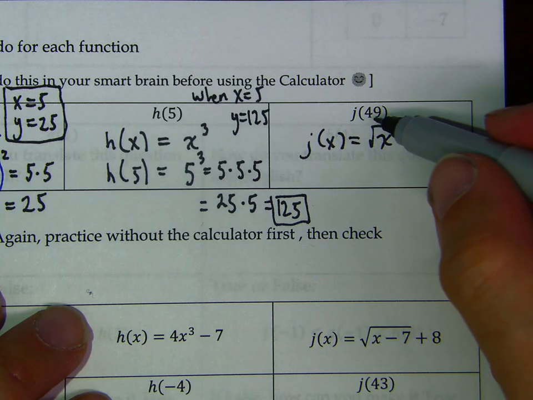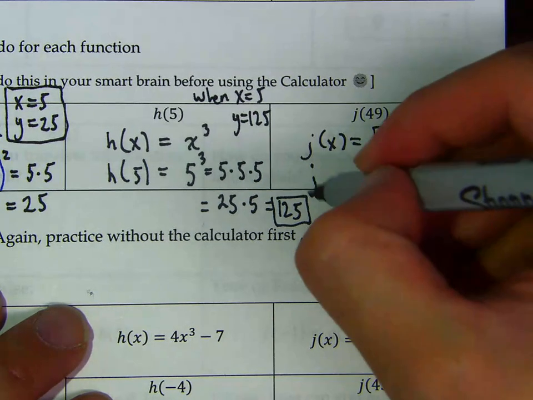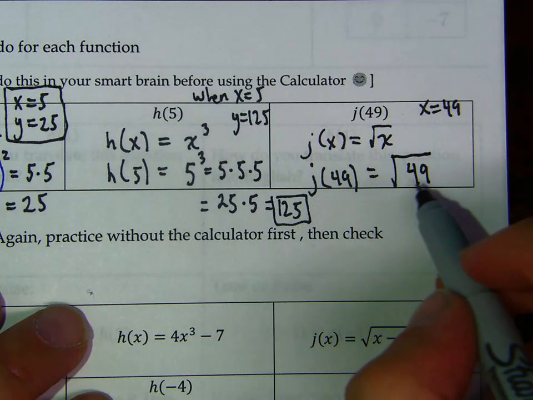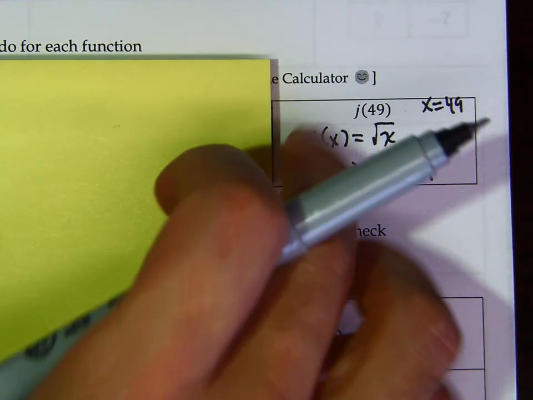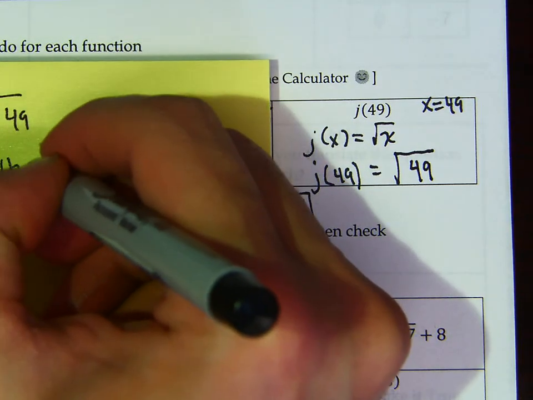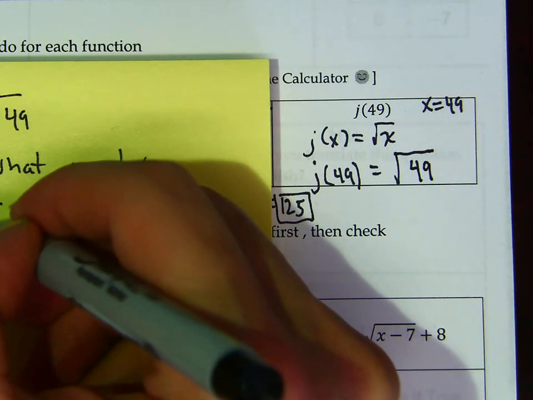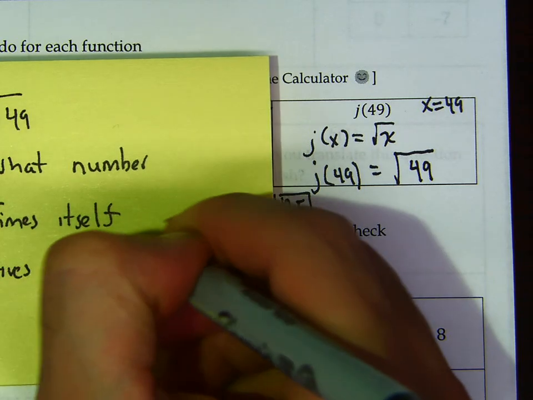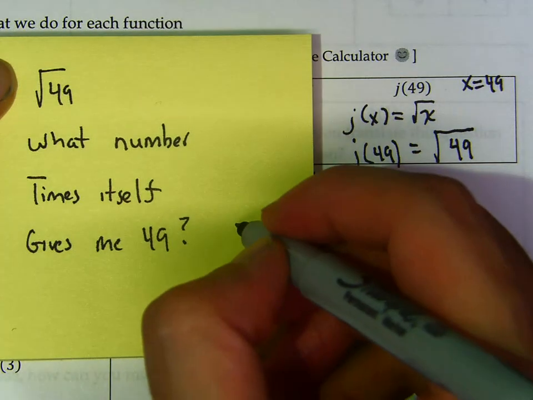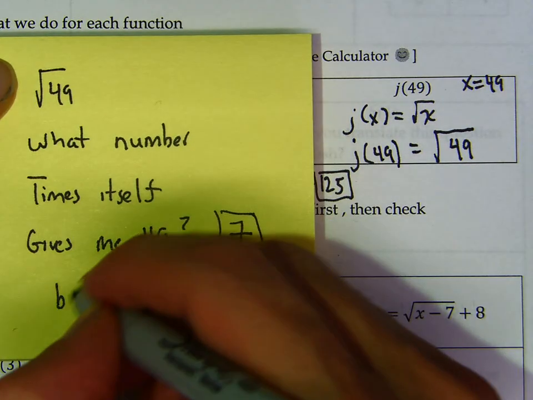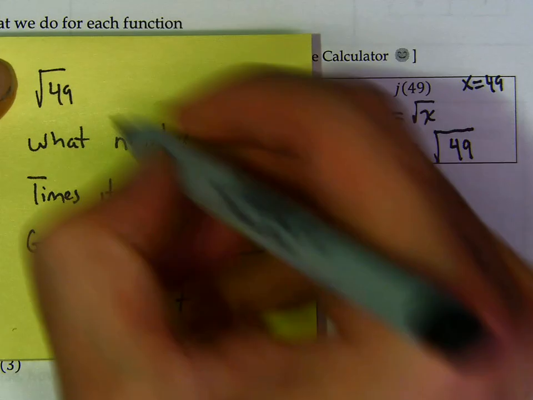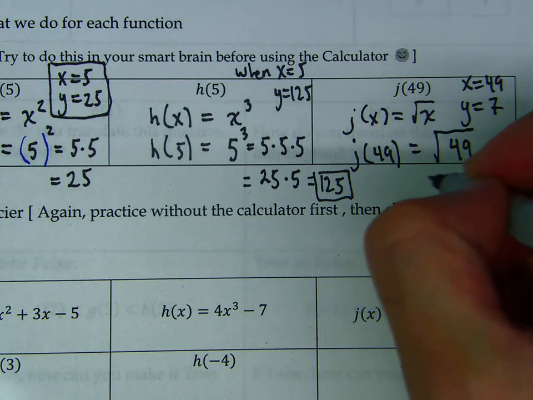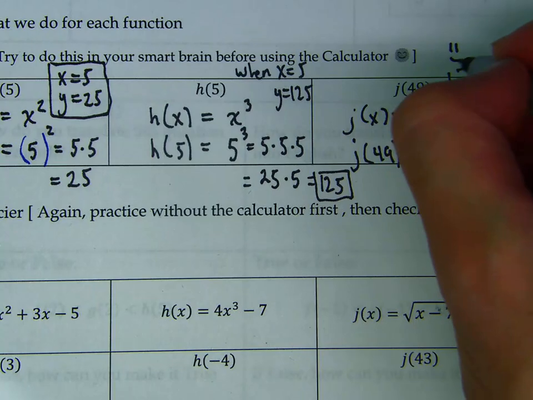Here, what am I doing? x is equal to 49, and I'm saying j of 49. So anywhere I see x, I just put the 49. So when you take the square root of 49, what is the question you ask? You say, what number times itself gives me 49? It must be 7, right? Because 7 times 7 is 49. So the square root of 49 is 7, so in here, my y is equal to 7. Very nice. Muy bien.